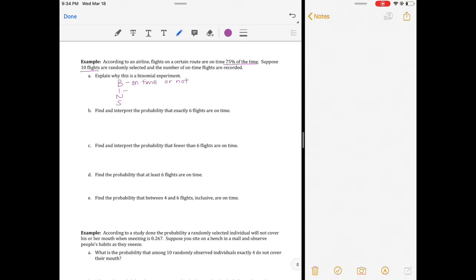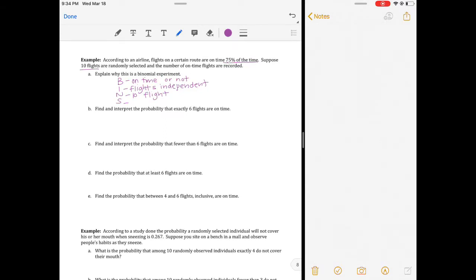I is the fact that they're independent, right? So if our flights are independent, one doesn't influence the other. For the most part, I'd say yes. And then N is a set number of trials. So here we have 10 flights. And then S is that success rate. And we've got 75% on time. So yes, it is a binomial experiment because it meets the conditions, right?